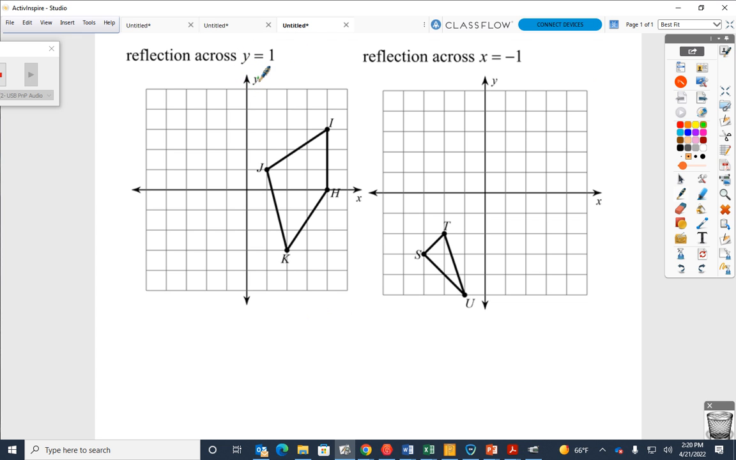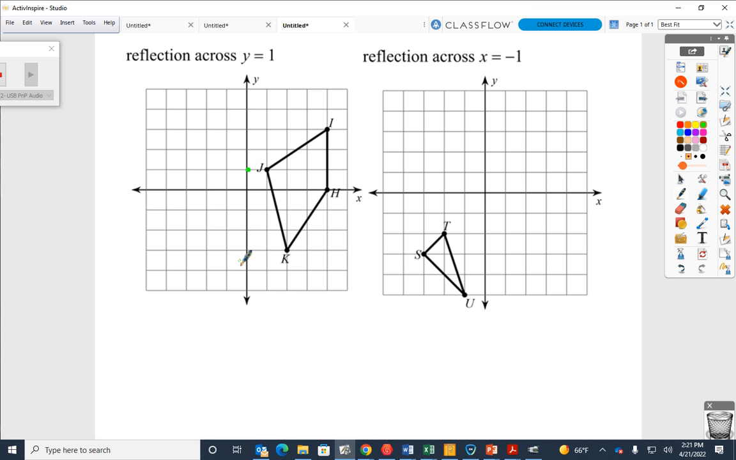Now, here's what's tricky about this. When you see y, you automatically think y-axis, don't you? But what that is saying is reflecting over a line that crosses y at 1. So what's the only way to cross y at 1? Can I cross y at 1 going this way? No. Where is y at 1? Right there. Right here, okay?